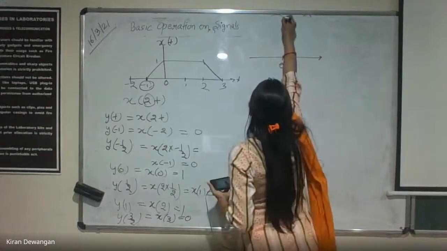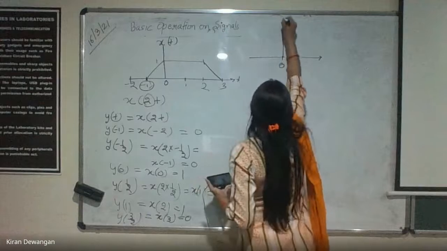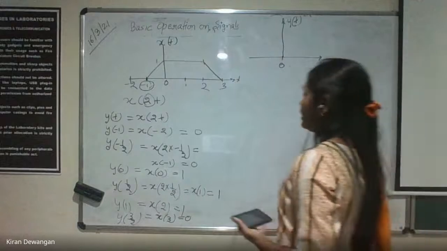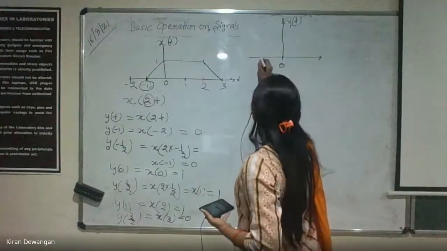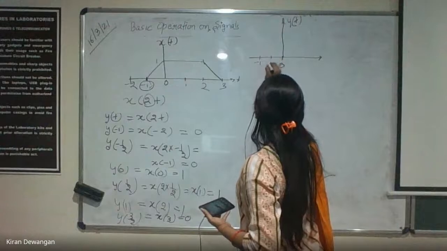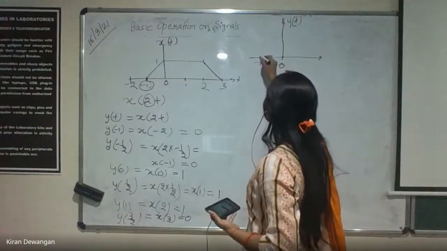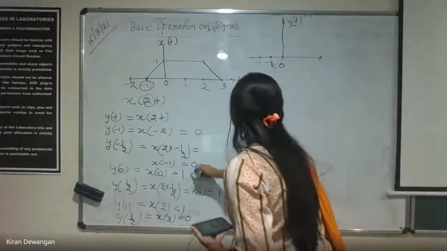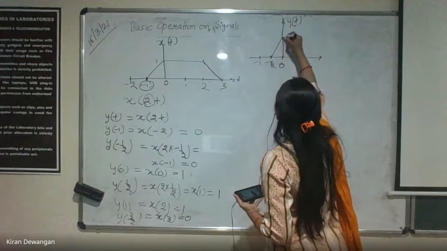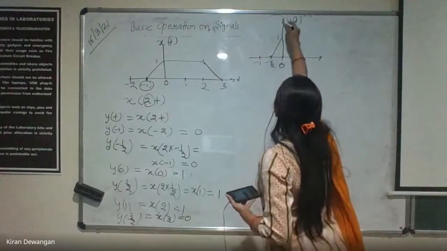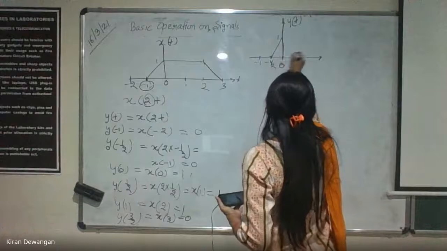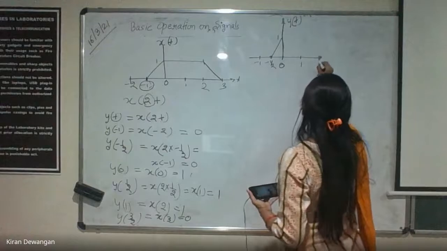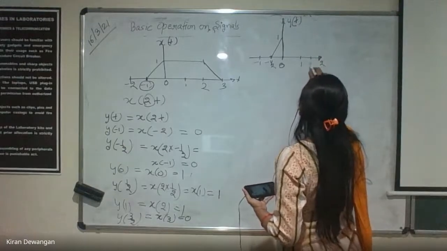This is 0. This is my y(t). It is starting at -1, -1/2. Here also it is 0. But at 0 it is 1. So it will be 1 at 0. So this value is 1, 2, and this is 3/2.